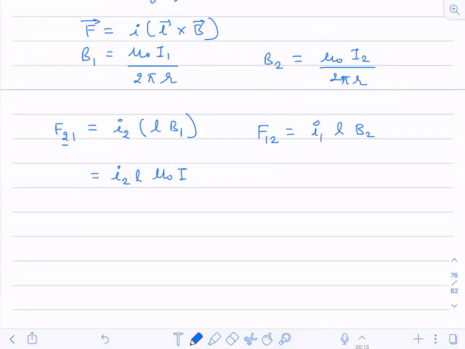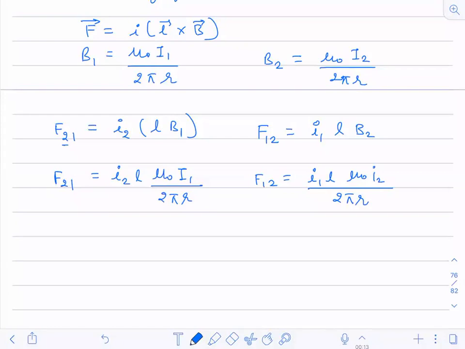Sorry, B1 I have to substitute. So B1 is over here: mu naught into I1 divided by 2 pi R. This is the force on 2 due to 1. Force on 1 due to 2, if I write, I1 L. Now the magnetic field B2 is given as mu naught into I2 divided by 2 pi R.